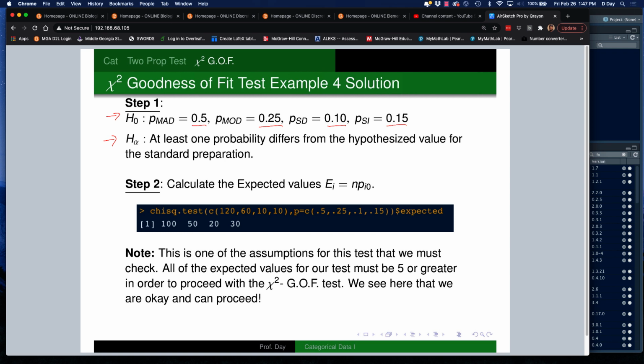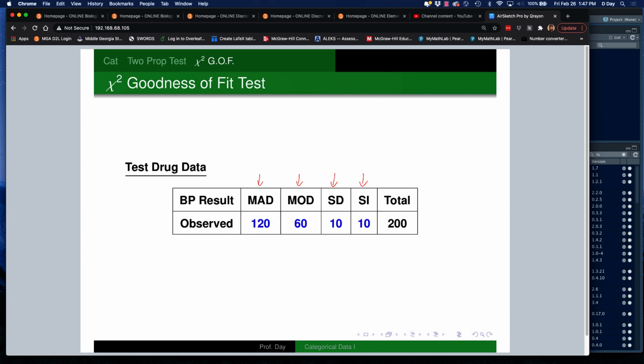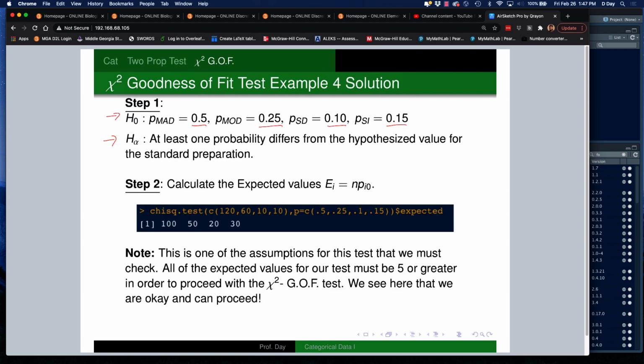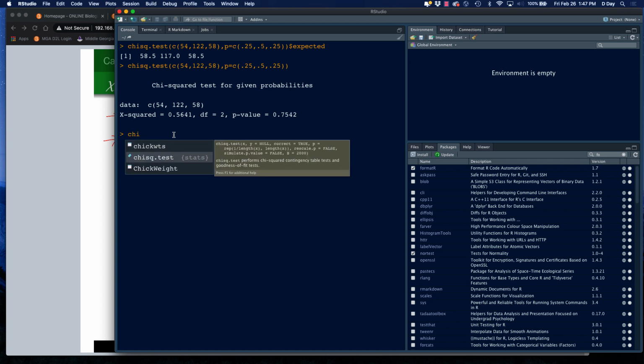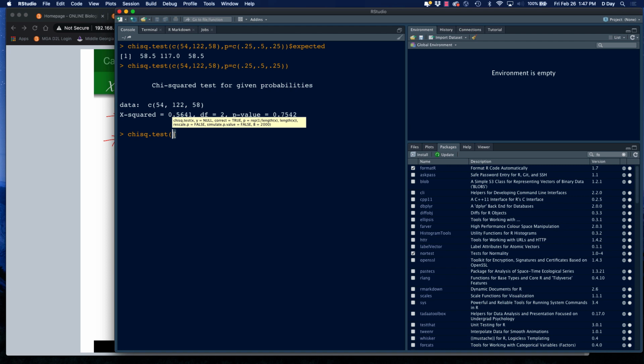So to calculate the expected values, we have to get the data in the table as a vector here. From here to here. We don't care about the total in this case, because R will do that for us. But we need to check the expected values to make sure that they're good. So I'm going to go ahead and call the chi-square.test, and we're going to set everything up real quick.